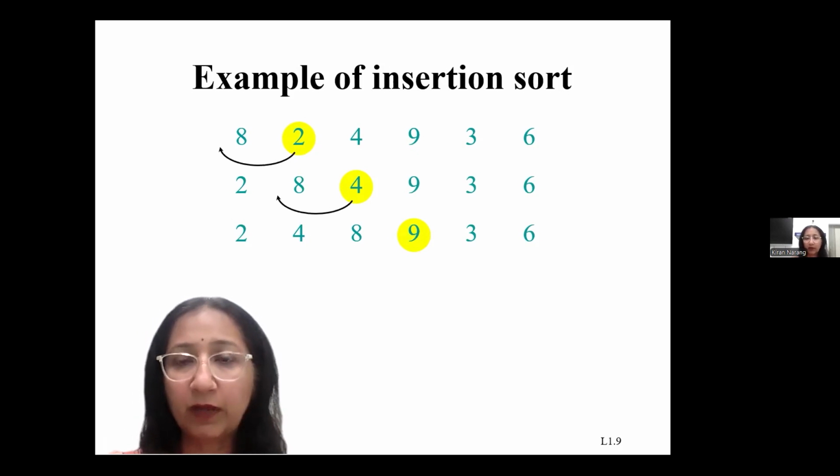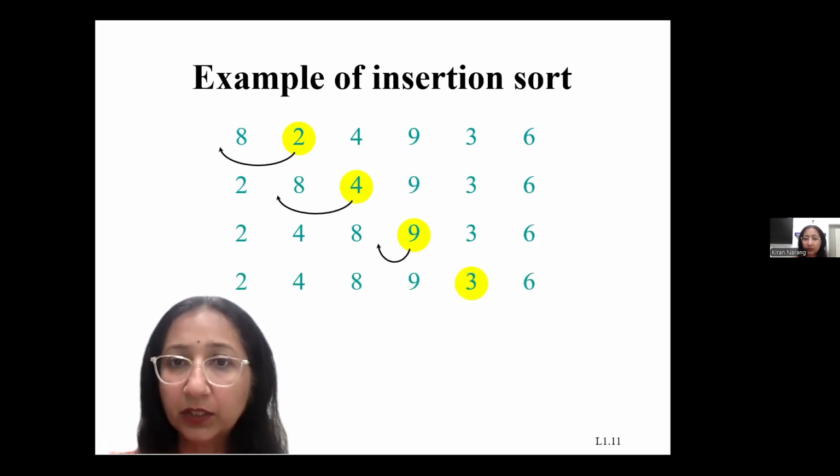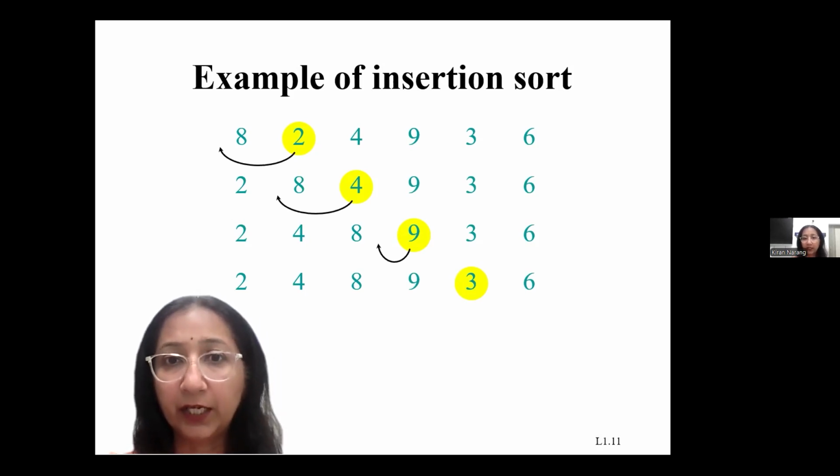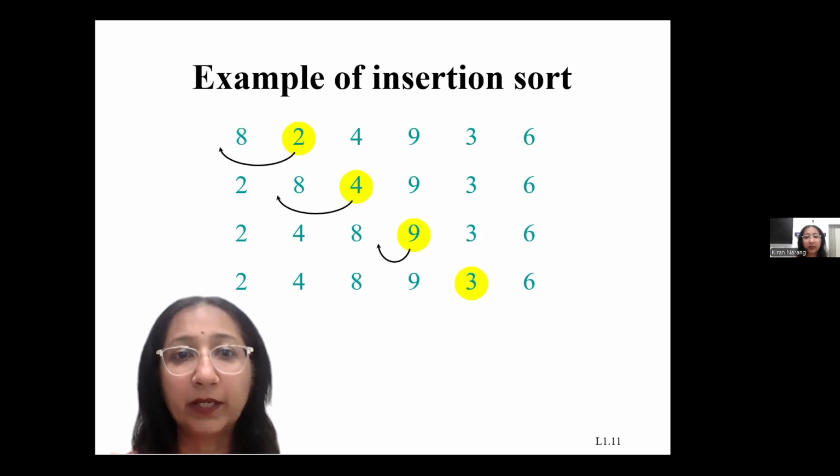No need of swapping. Next comes 3. We compare 3 with 9. It is a smaller number. We compare it with 8. It is still smaller. We compare it with 4. It is still smaller. We even compare it with 2.